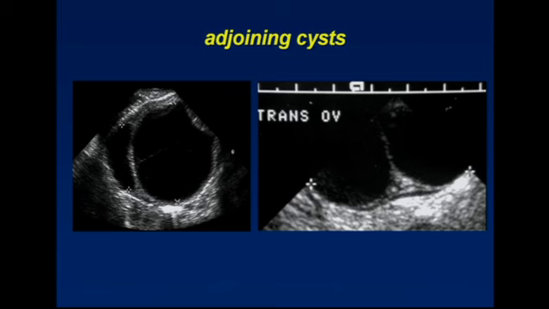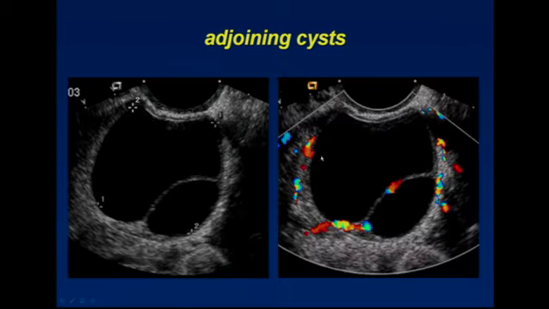Here are some examples of adjoining cysts. In both of these cases, this could reasonably be interpreted by an imager as a possible septation, although I think there are clues in both cases that suggest that these are not septations, but rather an intervening area of parenchyma between 2 cysts.